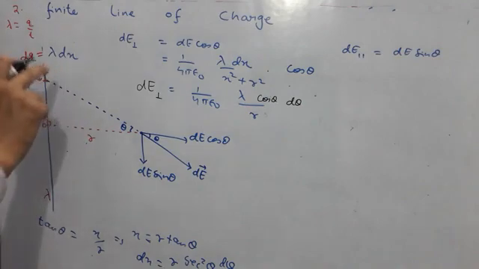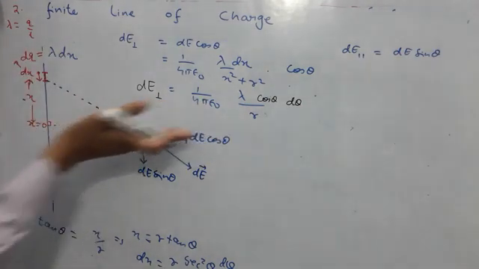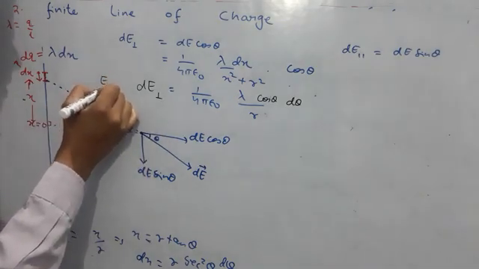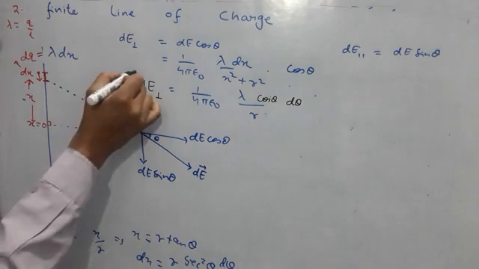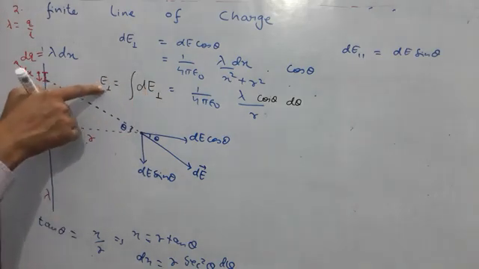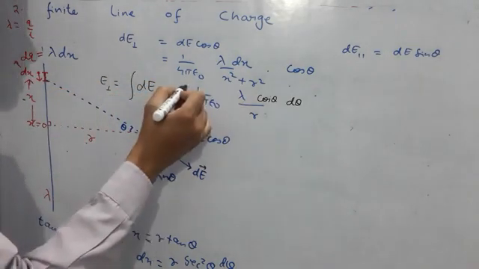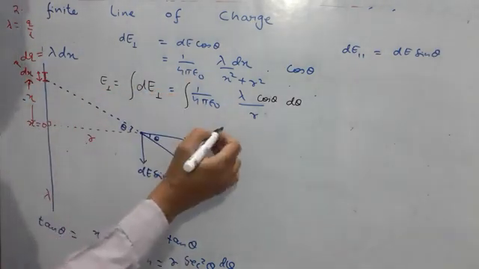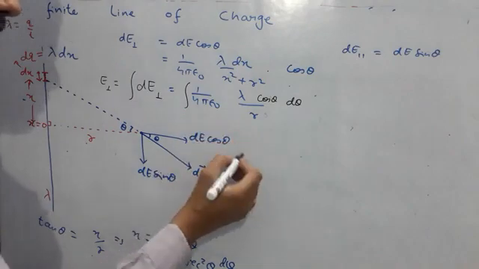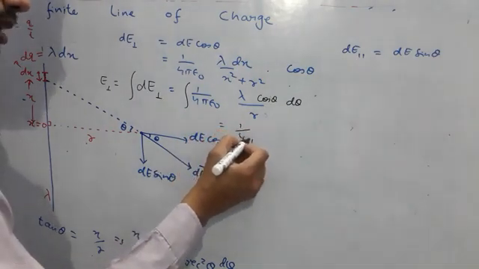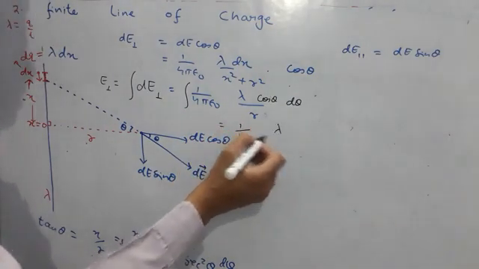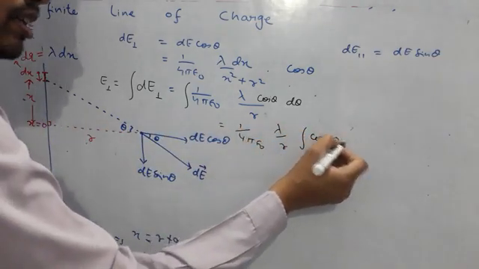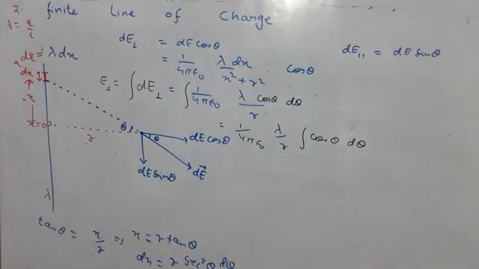Therefore the total electric field along this direction due to all the components, how will we find that? We will find that by integrating this term, and that we will denote by E perpendicular. So this will be simply integration of this. Now when we integrate this, you can see 1 by 4 pi epsilon naught lambda and r, all of them are constants. What is left behind is cos theta d theta.